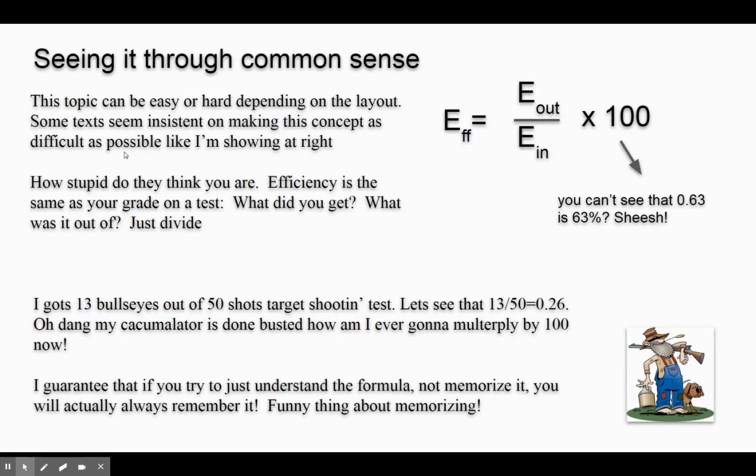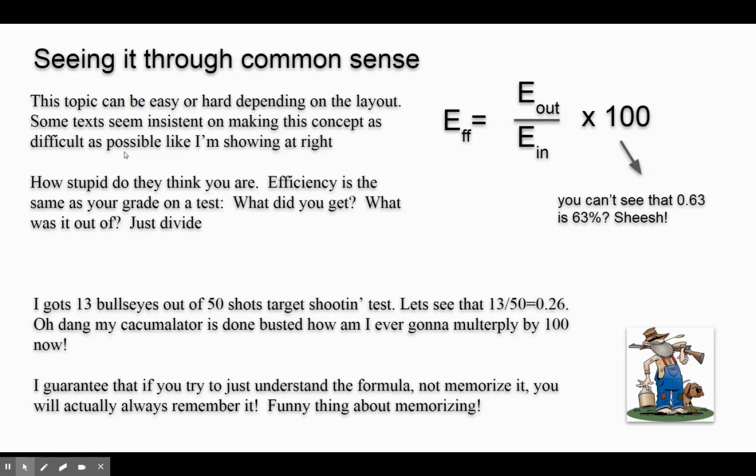But teachers figure you're a complete freaking idiot and tell you, oh, don't forget to multiply by 100. Like you can't possibly see that 0.63 is 63%. So seriously, why memorize the energy formula or the efficiency formula when all you have to do is treat it like a test score? What did you get? What was it out of?